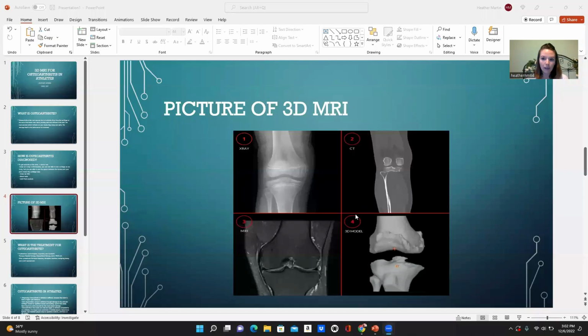And then I also have a picture comparing the x-ray to the CT scan and the 3D MRI. So this is the x-ray, and like I said, you can't actually see the cartilage itself. This is the CT, this is the MRI, and then down at the bottom right is the 3D model. So that's the difference in exactly what you're looking at.